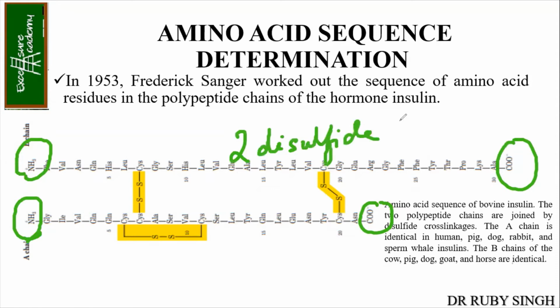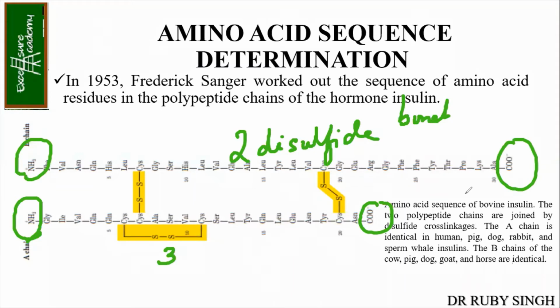This you need to remember. Not the sequence of the insulin, but how many disulfide bonds are there. Actually, it is 3, but it links both the A and B chain with the help of two disulfide bonds. So this all you have to remember.